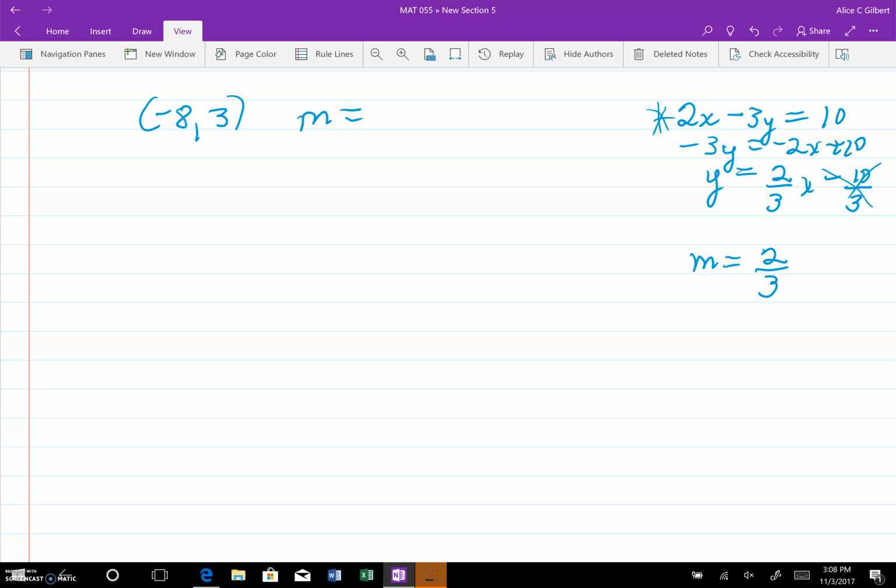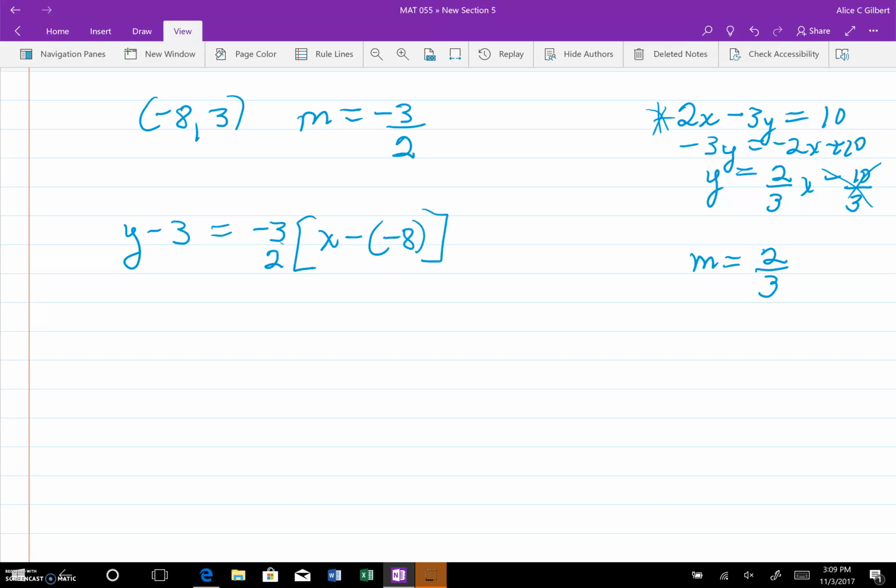So remember, when lines are parallel, the slopes are exactly the same. When they're perpendicular, we want to flip it and take the opposite sign. So I'm going to flip this and take the opposite sign. Now I'm ready to go. So y minus y sub 1 equals m times x minus x sub 1.